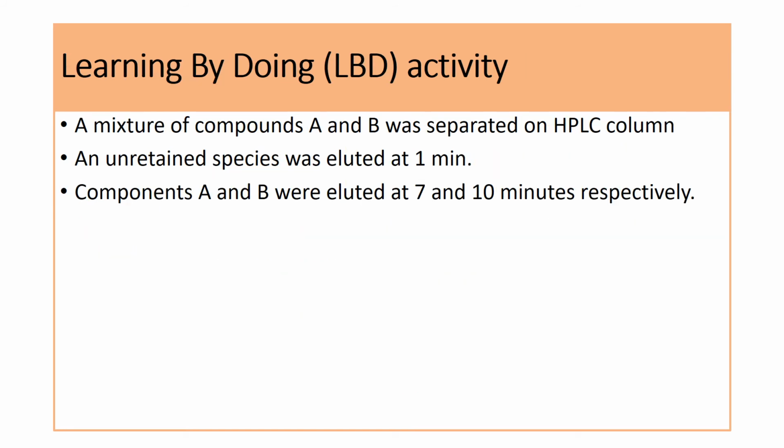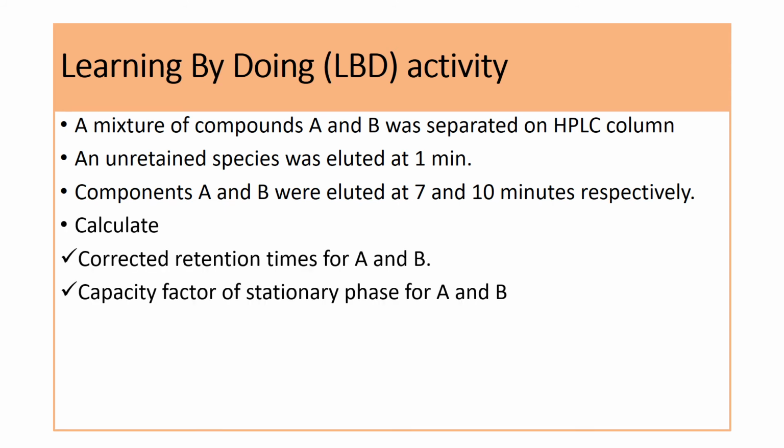Now let's learn something by doing one activity. A mixture of compounds A and B was separated on an HPLC column. An unretained species was eluted at 1 minute. Components A and B were eluted at 7 minutes and 10 minutes respectively. Calculate the corrected retention times for A and B and the capacity factor of the stationary phase for A and B.